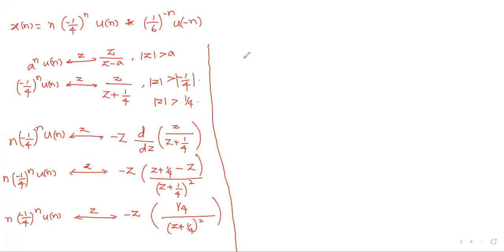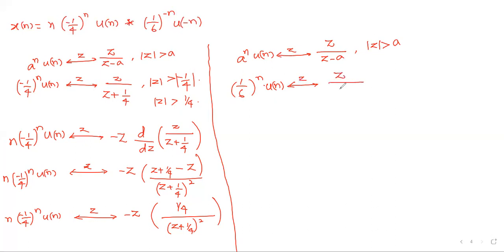So now I will write here a power n u of n, z transform is z by z minus a, where mod z is greater than a. Now 1 by 6 whole power n, you take first n only, then we will modify it to minus n. 1 by 6 whole power n u of n, z transform is z by z minus 1 by 6, mod z is greater than 1 by 6.